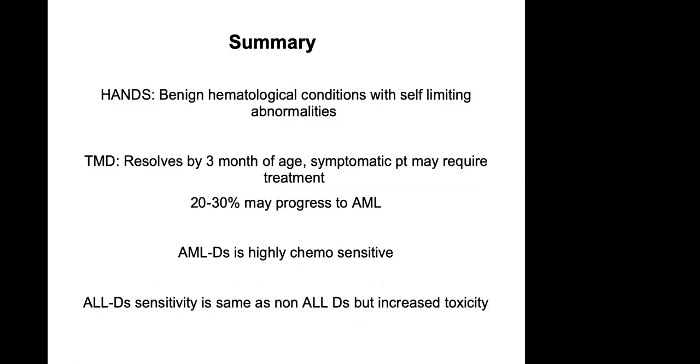So what is the conclusion of this presentation? It is a benign hematological condition with some self-limiting abnormalities, and TMD resolves by 3 months of age. Symptomatic patients may require treatment. As we have seen, there is a 3-tier risk stratification: low risk, intermediate risk, and high risk, and intermediate risk needs low dose chemotherapy. Why do they need a low dose? Because they are very chemosensitive, and out of them 20 to 30% may progress to AML. So you need close follow-up.